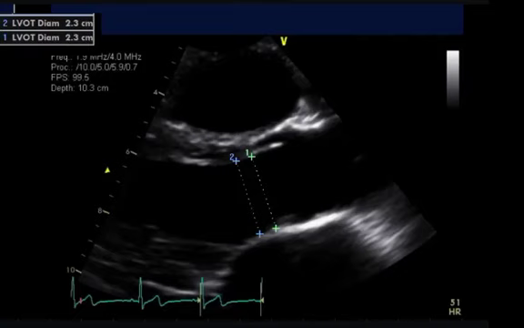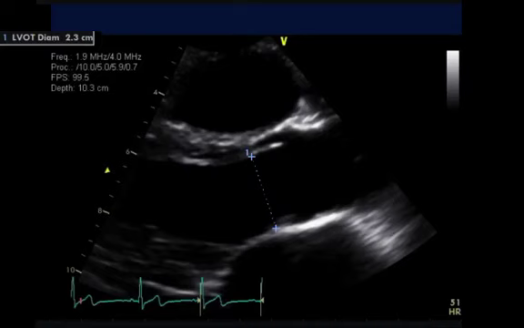Also remember, when measuring the LV outflow tract, we need to average this over 2 consecutive cardiac cycles. If measurements vary by 2 mm or more, repeat until a consistent value can be reproduced.